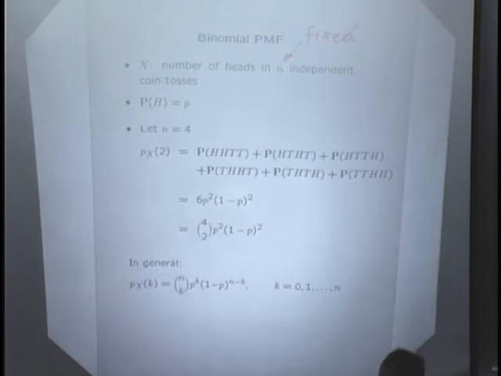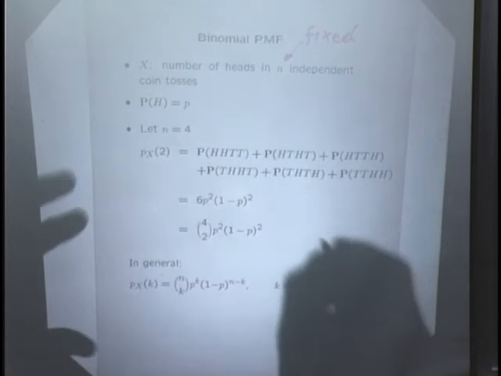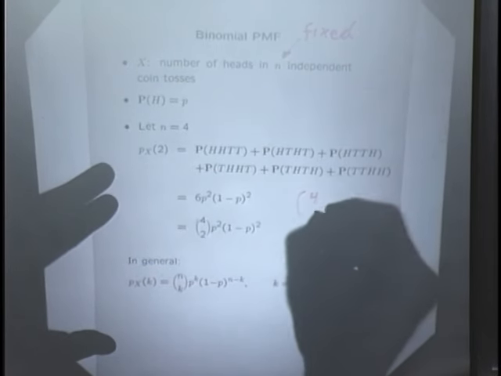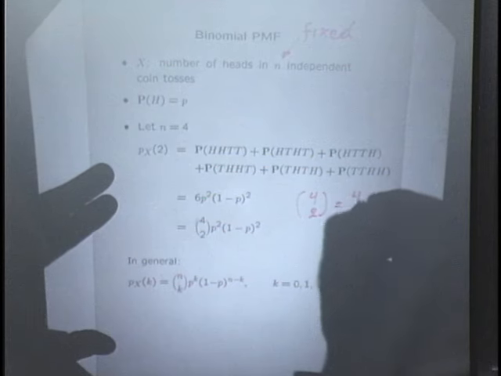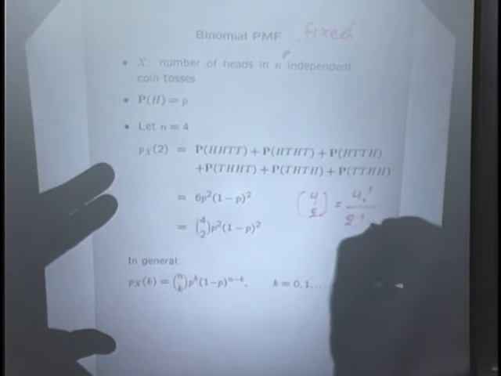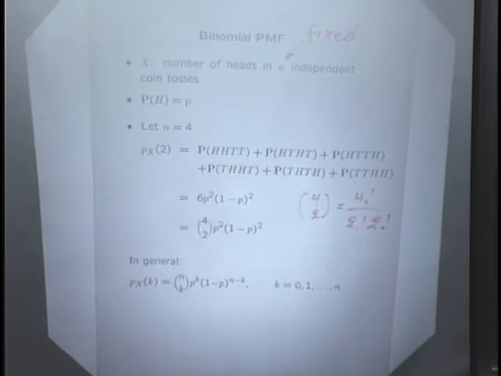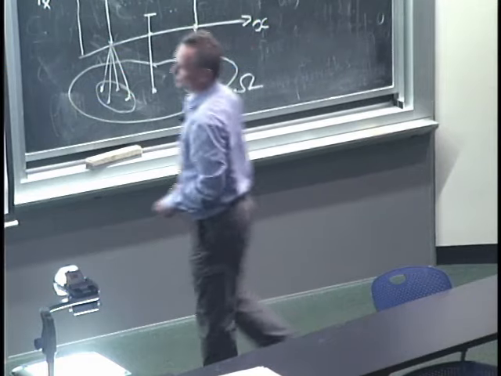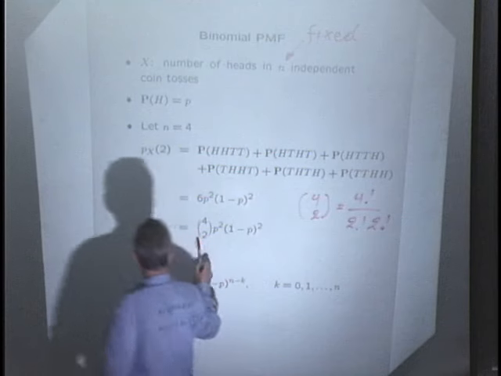But this factor of 6 turns out to be the same as this 4 choose 2. If you remember the definition from last time, 4 choose 2 is 4 factorial divided by 2 factorial divided by 2 factorial, which is indeed equal to 6. And this is the more general formula that you would be using.